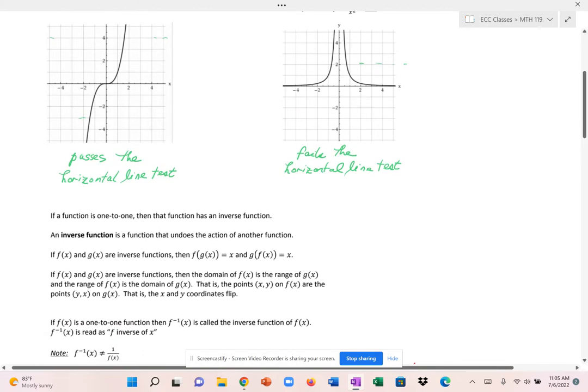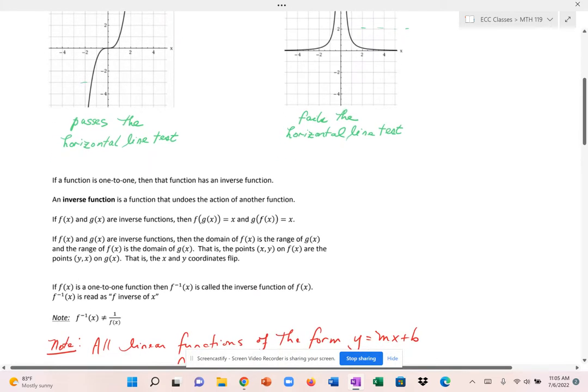If f and g are inverses, then the domain of f of x is the range of g of x, and the range of f of x is the domain of g of x. That is unique to when f and g are inverse functions. What that means is if (x, y) is a point on f of x, then the reverse is true: (y, x) is a point on g of x. Again, because the domain becomes the range and the range becomes the domain of the inverse function, the 2 points reverse.